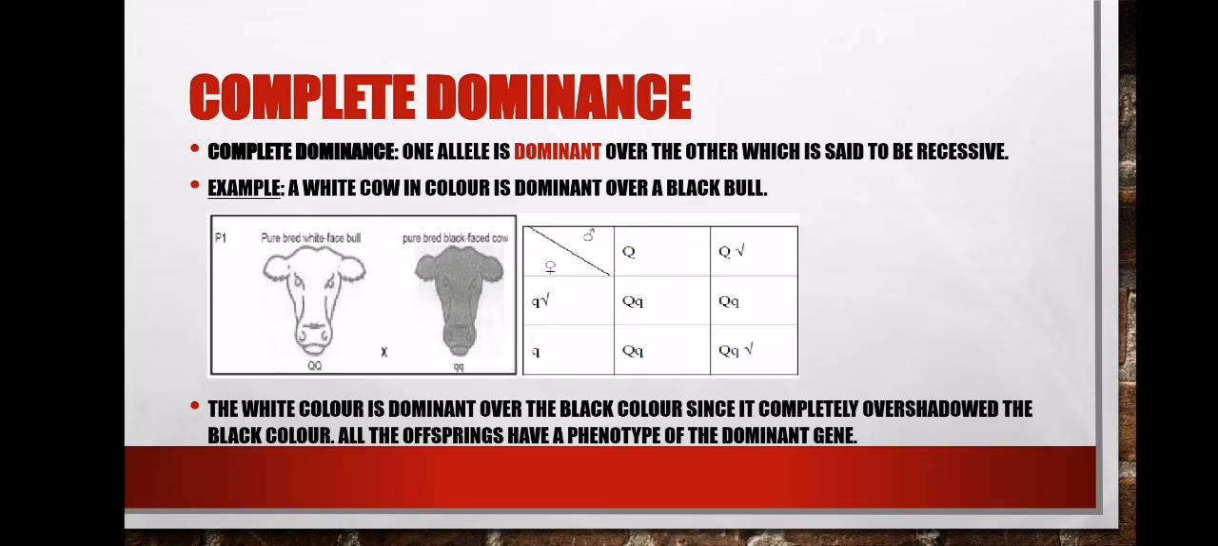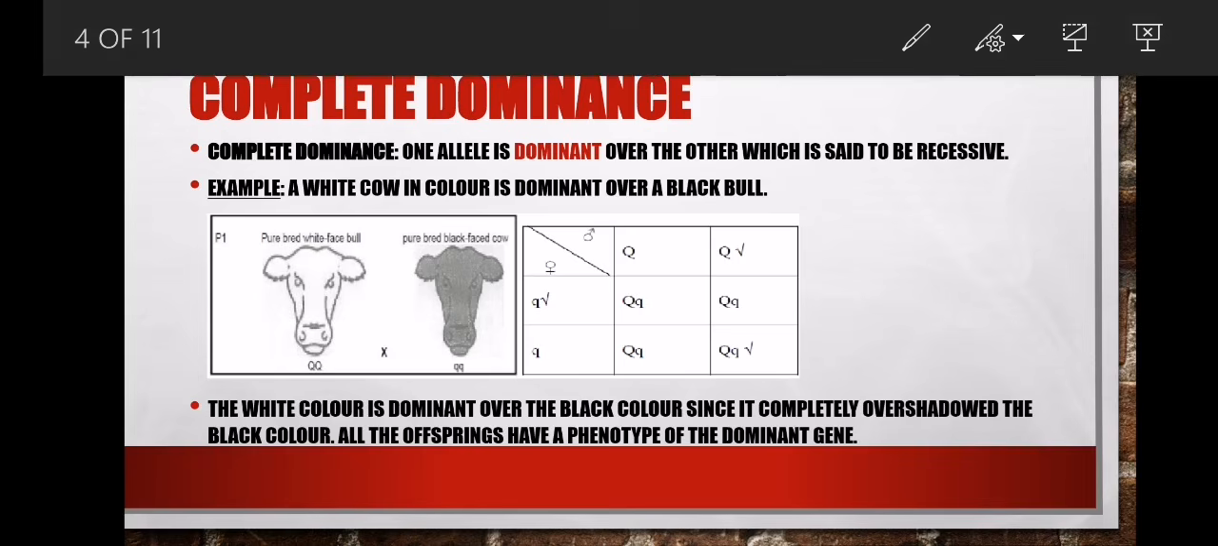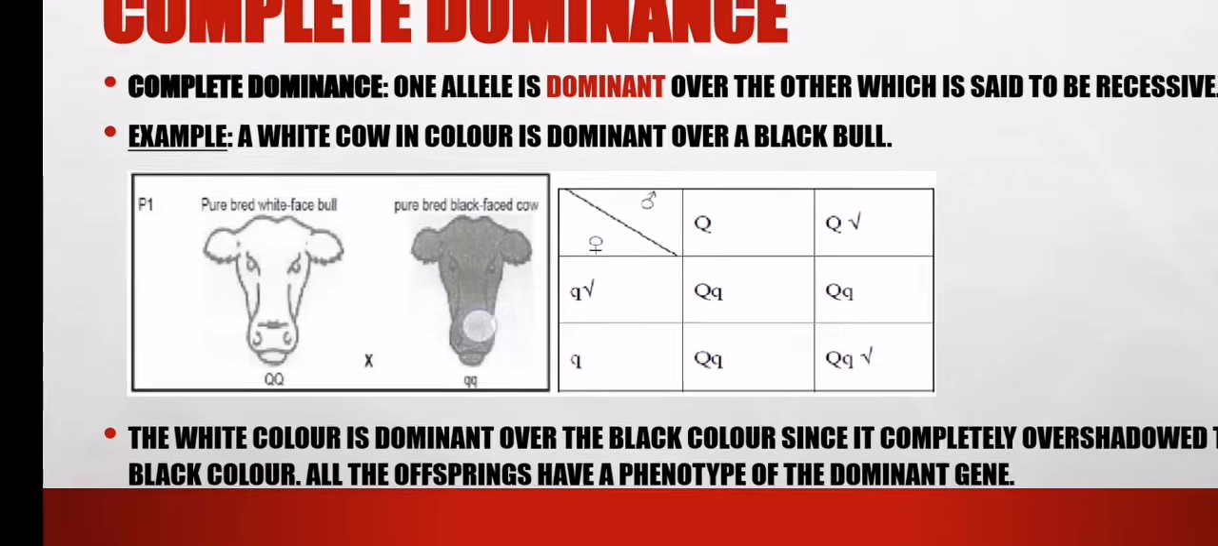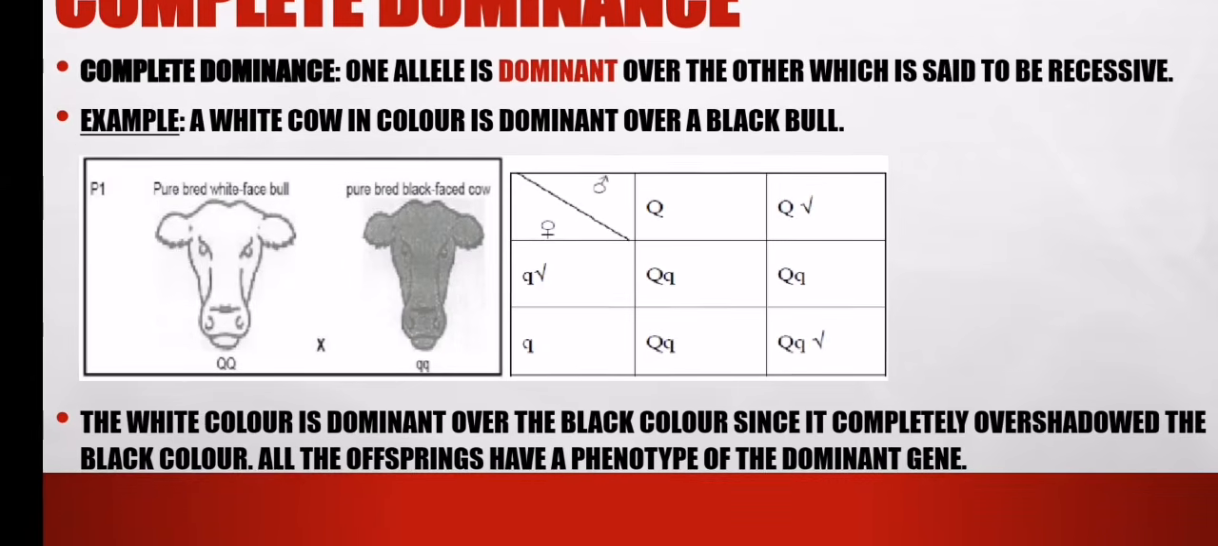Let me give you an example. Here we have a purebred white face bull that is crossed with a purebred black face bull. For white, they've used capital letter Q. For black, they've used small letter q. Now they make a cross. They cross the two parents, the white one and the black cow.